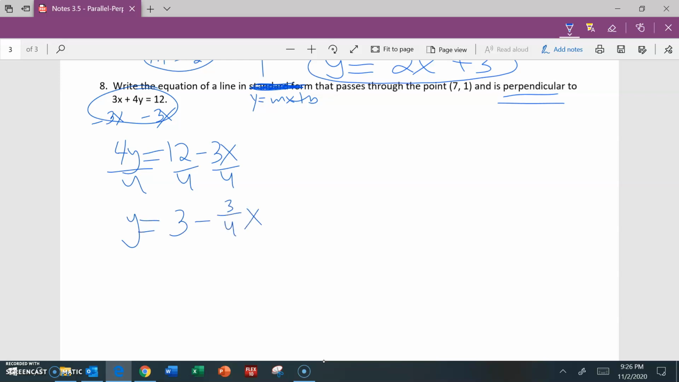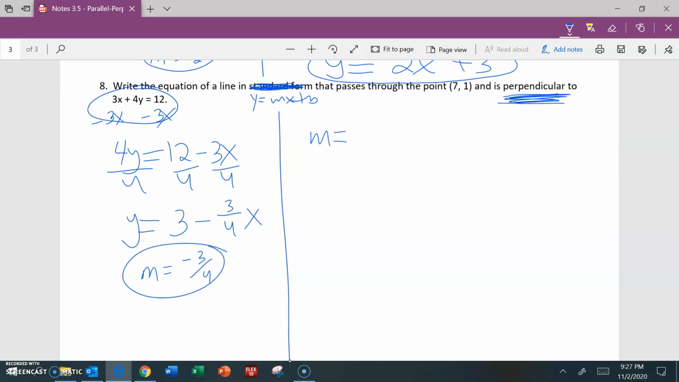So if we look at the slope being multiplied by x, our slope here is negative 3/4. So what that means is, since we're talking about perpendicular, we want a slope of opposite reciprocal of negative 3/4, which is positive 4/3, and it needs to go through 7, 1. So y minus the y coordinate equals the slope times x minus the x coordinate.